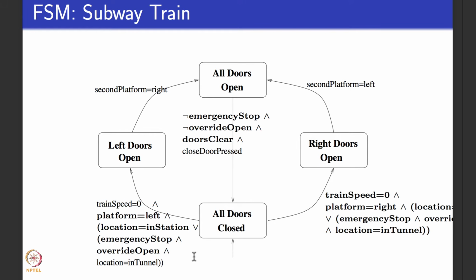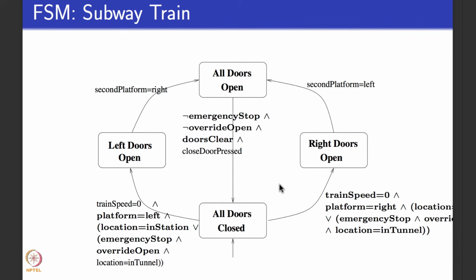Is it clear, please? Similarly, on the other side, I'm sorry, this guard is running over a bit out of the slide, but it's an exact flip of the guard on the left hand side. So you say from a state where all doors are closed, I can move to a state where the right door is open, provided the train is not moving, the platform is on the right, and the train is in the station, or somebody has pressed an emergency stop, done an override open for the door, and the train is still in the tunnel.